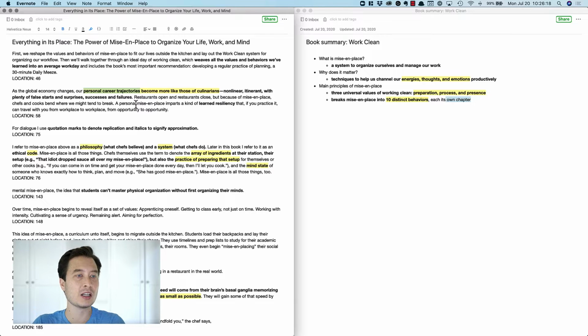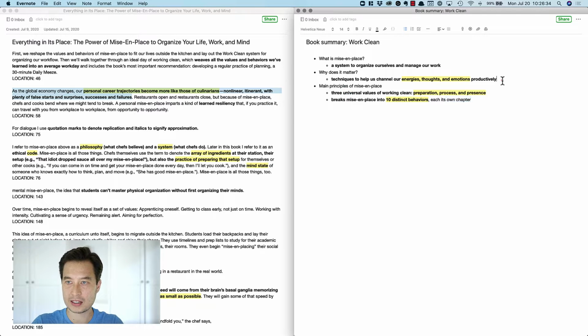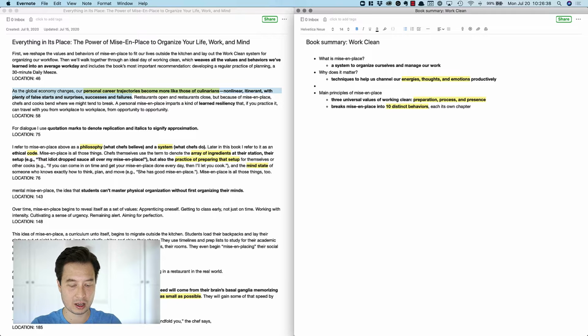The sort of subconscious back of my mind has already been thinking about this sentence without any effort on my part. So I instantly know how I'm going to use it, which is I'm going to keep the global economy and put it right in here. So after what is it and why does it matter, I'm going to say, what does it have to do with modern knowledge work?